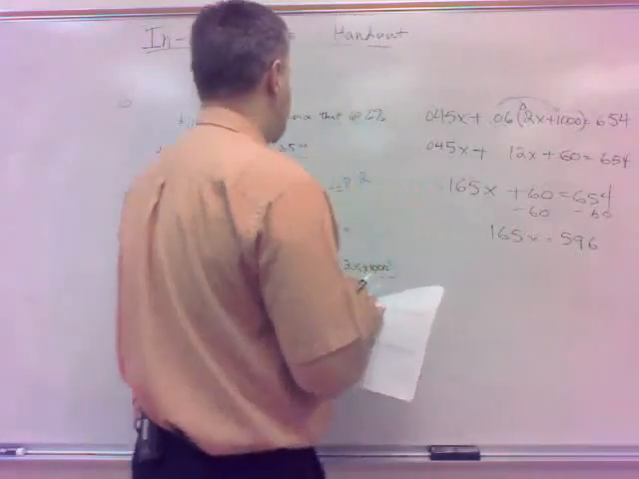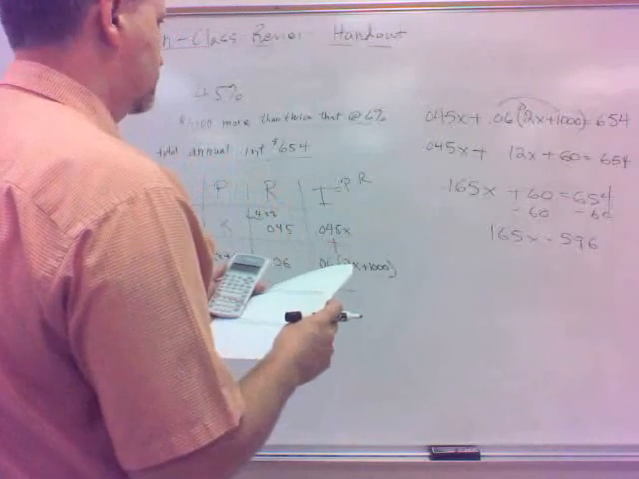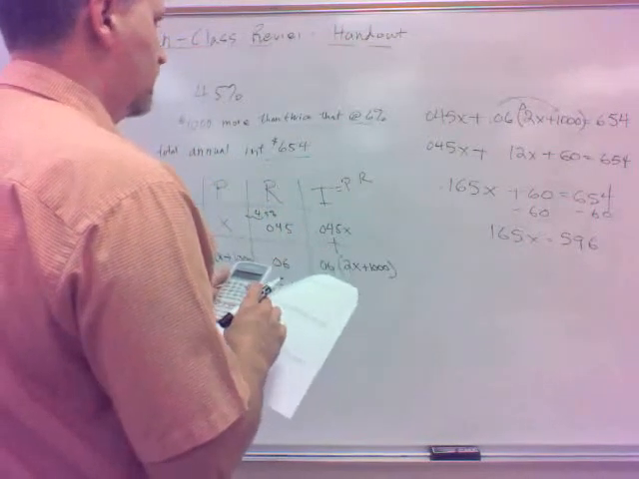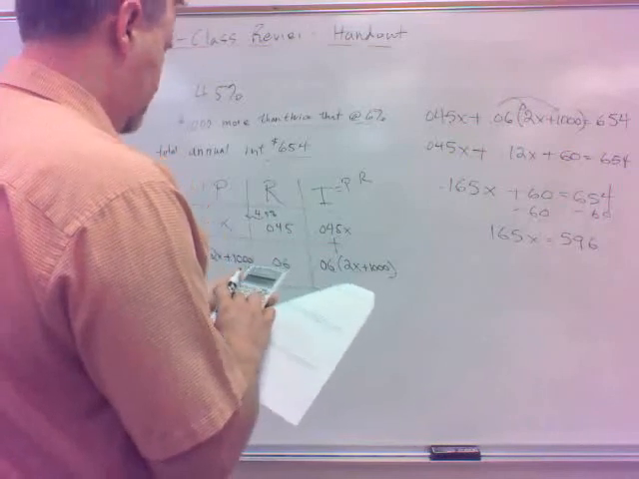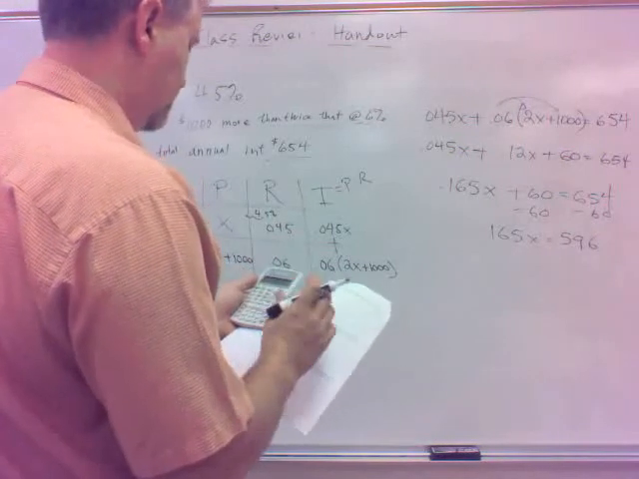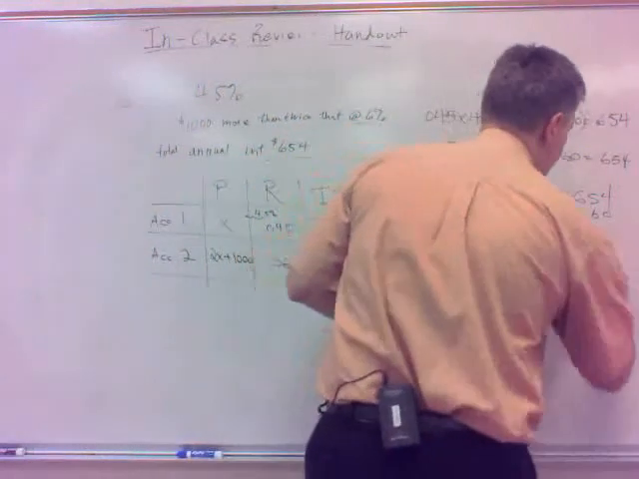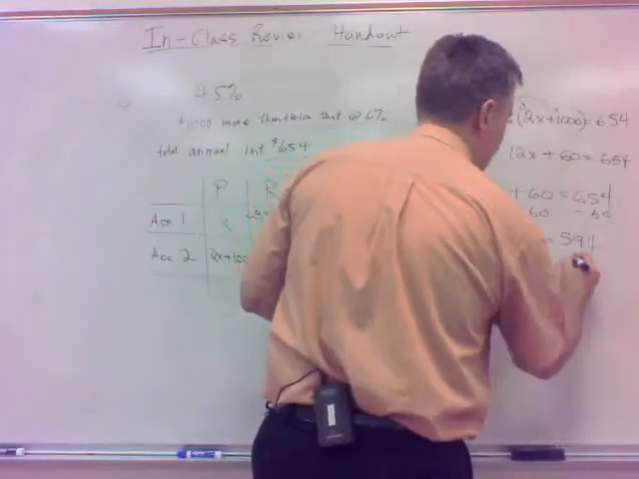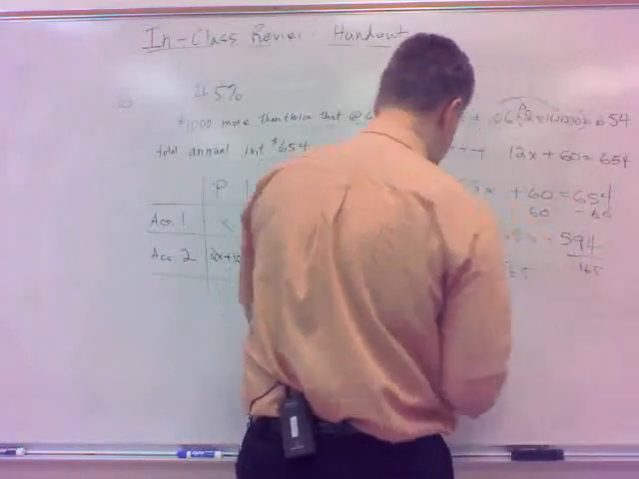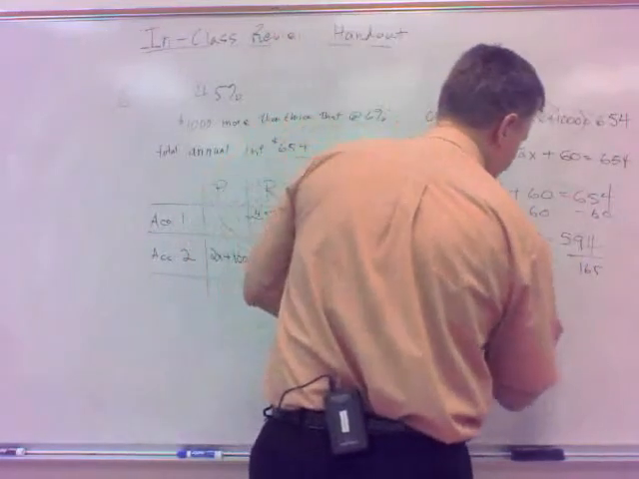Let's see. Did I do that right? 654 minus 60 is 594. Divide by 0.165. $3,600.